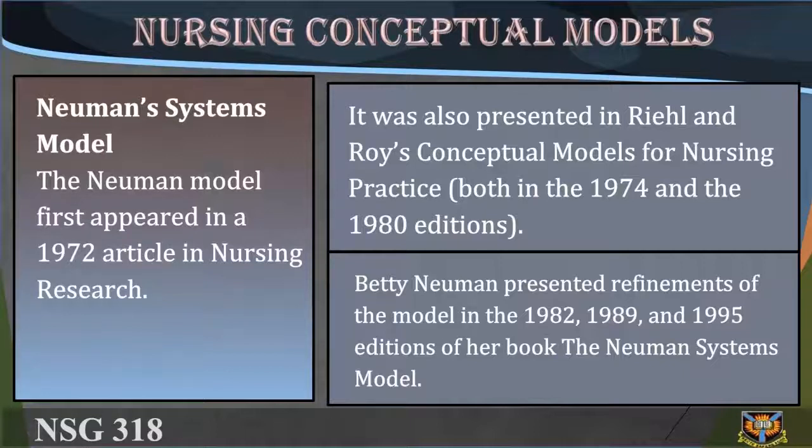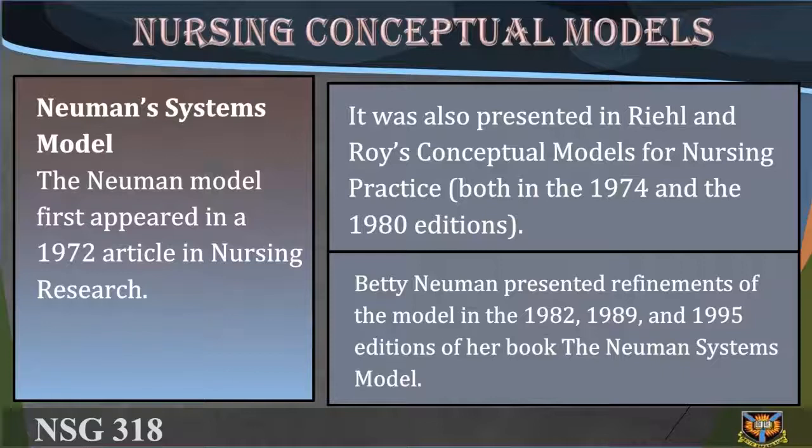Newman Systems Model. The Newman model first appeared in a 1972 article in Nursing Research. It was also presented in Riehl and Roy's Conceptual Models for Nursing Practice, in both the 1974 and 1980 editions. Betty Neuman presented refinements of the model in the 1982, 1989, and 1995 editions of her book, The Neuman Systems Model.